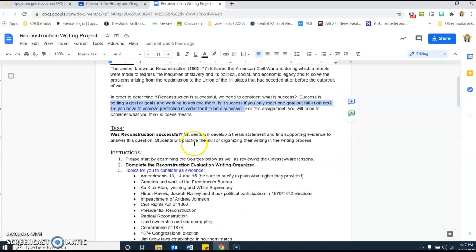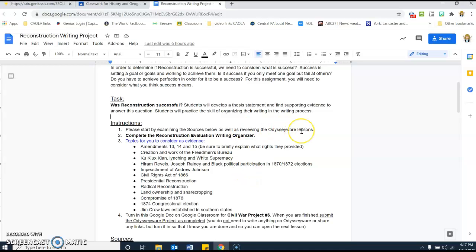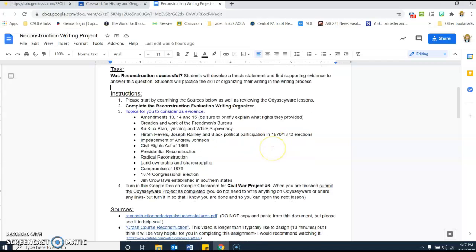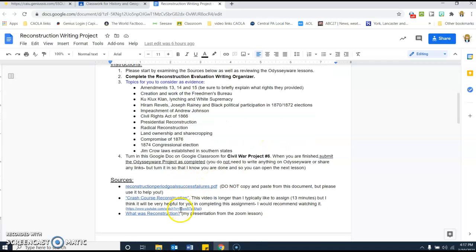So the first thing you're going to want to do is come down and look at some of the sources. Obviously, you can use your Odysseyware lessons. It's the lessons that you had last week. But also, I have put down here 3 other sources that you might want to look through to give you an idea. This is a PDF that talks about both successes and failures. Please be careful. Do not copy and paste from this, but it will give you an opportunity to get some ideas.